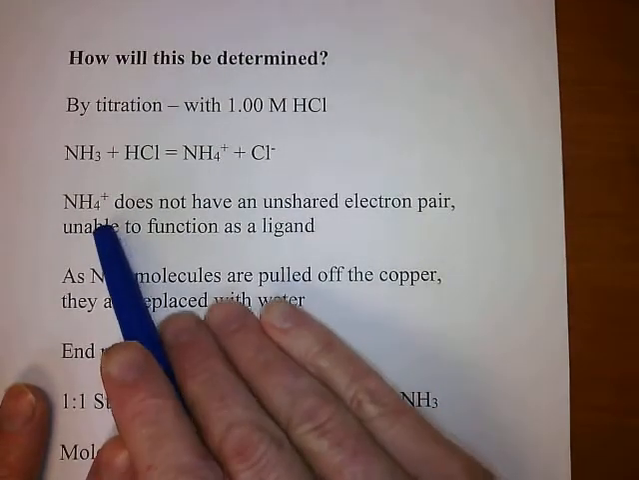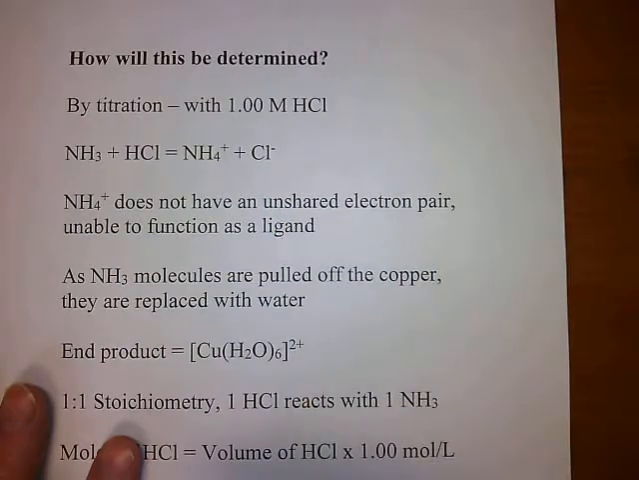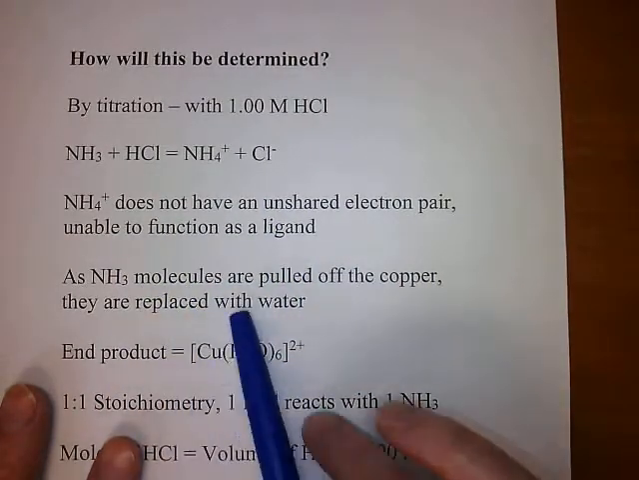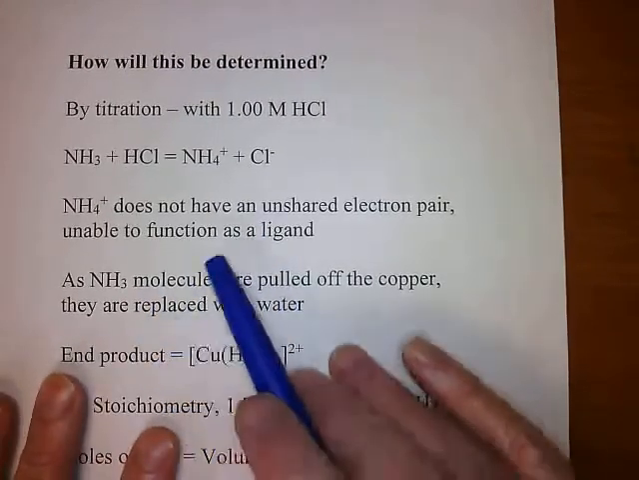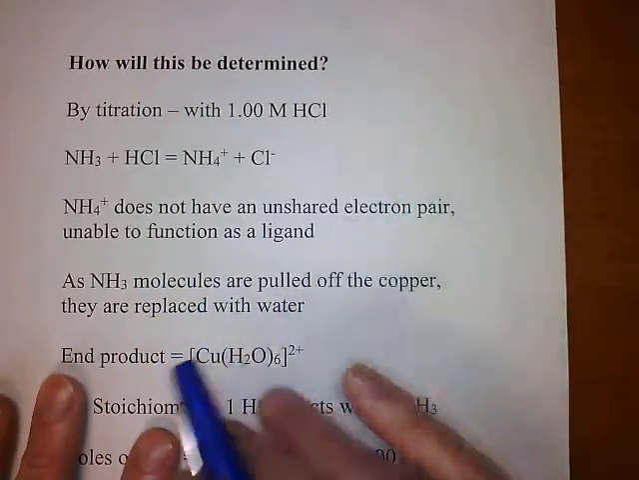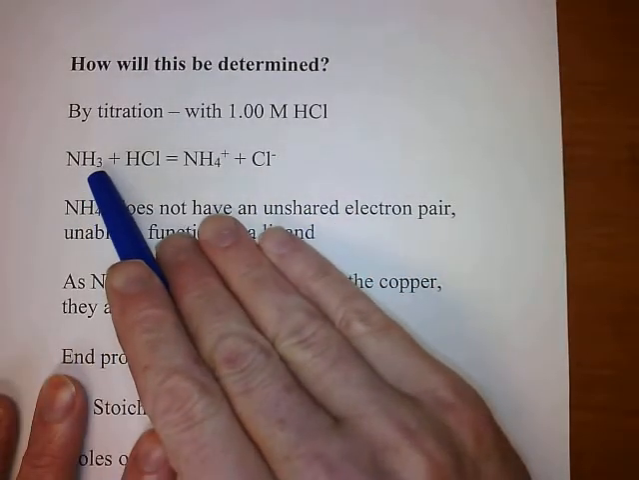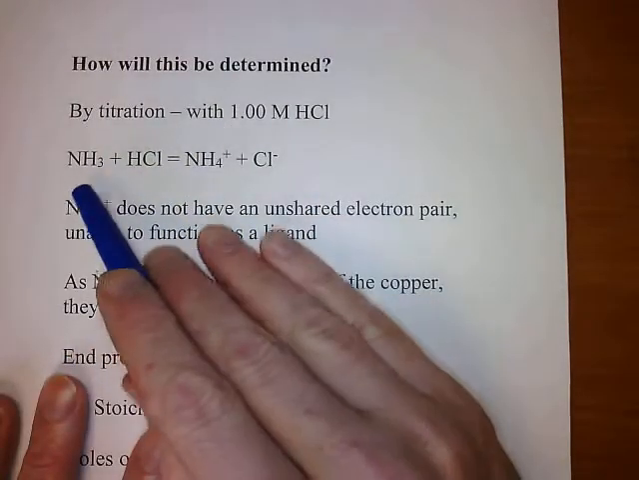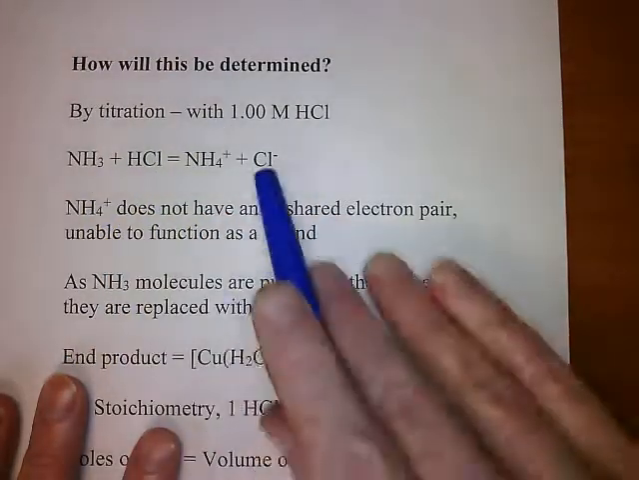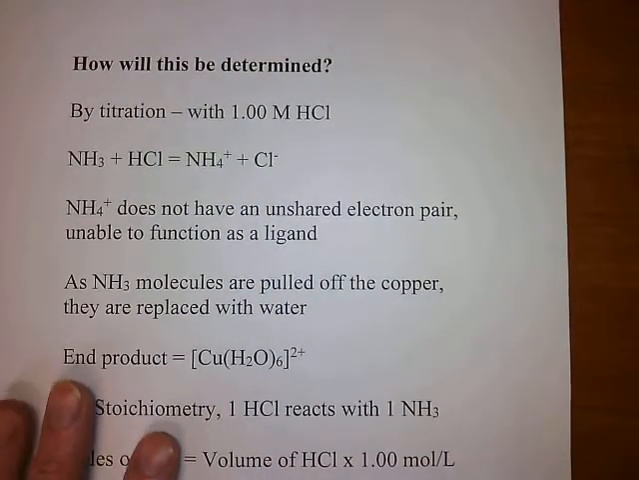Now, ammonium ion cannot be a ligand. It does not have an unshared electron pair on it. Ammonia has an unshared electron pair. Ammonium does not. So what happens is you dissolve the compound. After you make the compound, you dissolve it in water. It begins to equilibrate, and the ammonia molecules, if they come off the copper, get protonated, and that converts them into ammonium ion, and ammonium ion can't be a ligand.